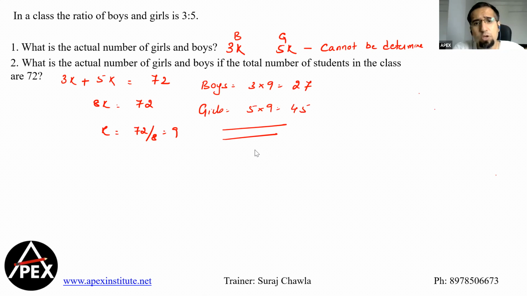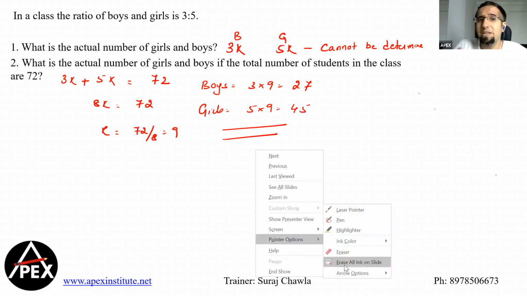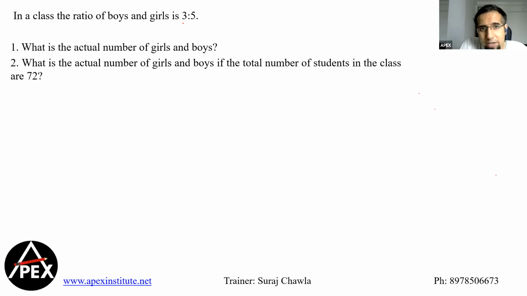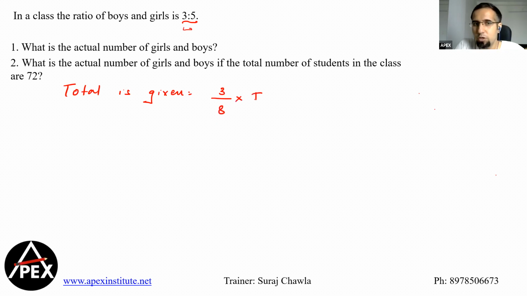But as I told you, if total is given, we can solve in a very simplified method. If boys and girls is equal to 3 is to 5, but remember, whenever total is given, I would say the number of boys will be 3 divided by 3 plus 5, that is going to be 3 divided by 8 into total. Clear? This is the number of boys. And the number of girls would be 5 divided by 3 plus 5 of total.